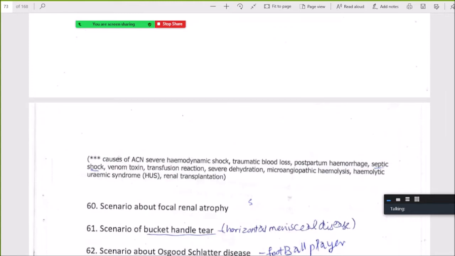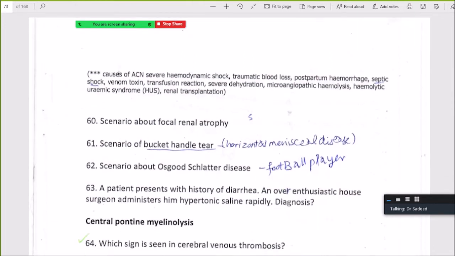Causes of acute cortical necrosis are severe hemodynamic shock, traumatic blood loss, postpartum hemorrhage, septic shock, venom toxin, transfusion reaction, severe dehydration, microangiopathic hemolysis, hemolytic uremic syndrome, and renal transplantation. 60. Scenario about focal renal atrophy.